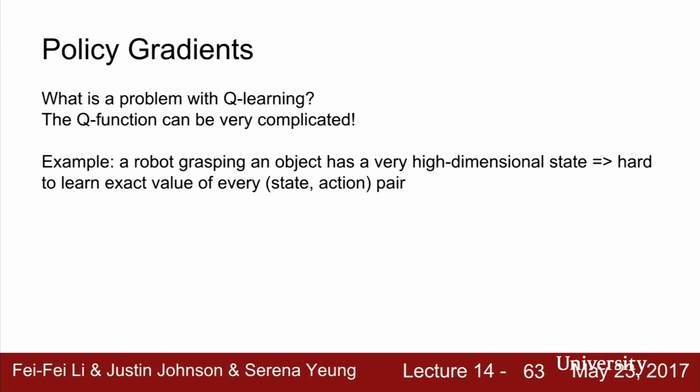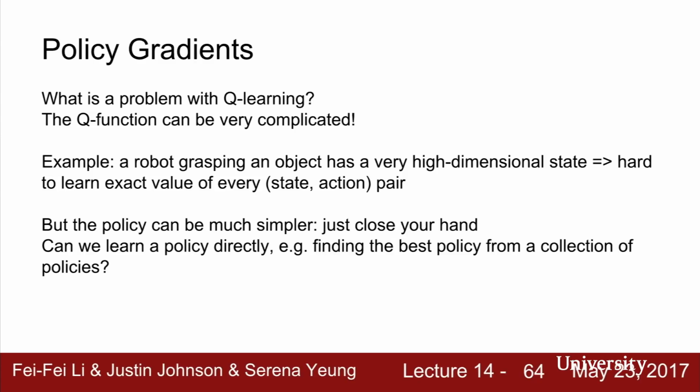Okay, so we've talked about Q learning, but there is a problem with Q learning. It can be challenging, and the problem is that the Q function can be very complicated. We're saying that we want to learn the value of every state action pair. Say you have, for example, a robot wanting to grasp an object. You can have a really high dimensional state, with all of your joint positions and angles, and so learning the exact value of every state action pair can be really, really hard to do.